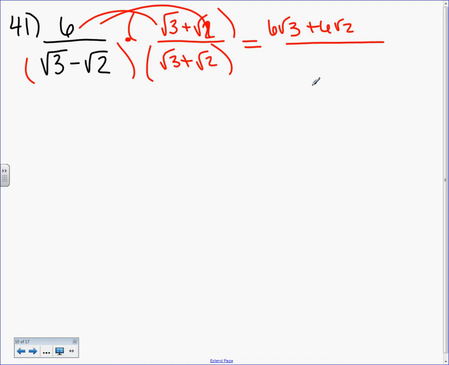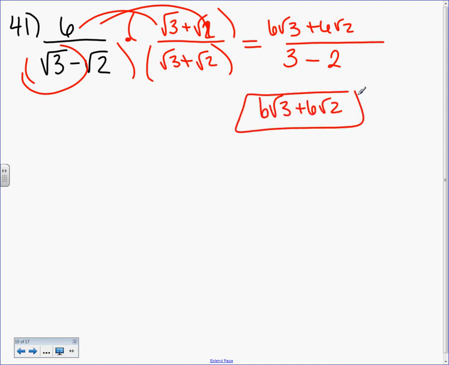The denominator, again, there is a shortcut. If you want to FOIL, you go right ahead. But this is a difference of squares. So you take the first thing squared, it's going to be a 3, always minus the last thing squared, it's going to be a 2. Well, that's just a 1, isn't it? So my final answer is 6 root 3 plus 6 root 2.